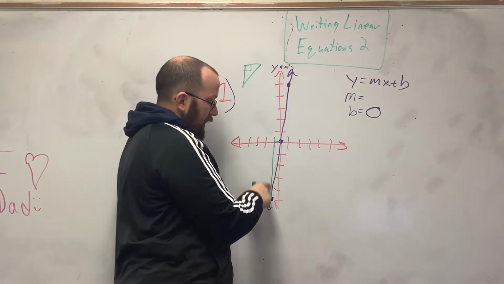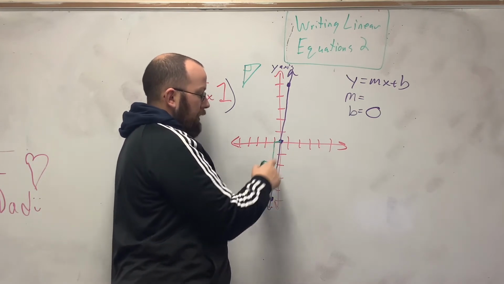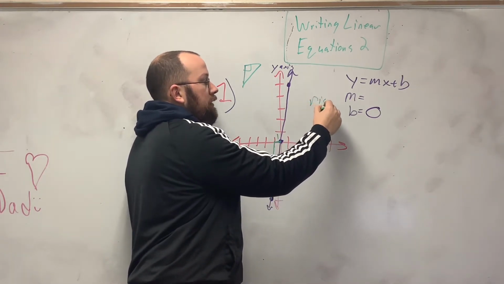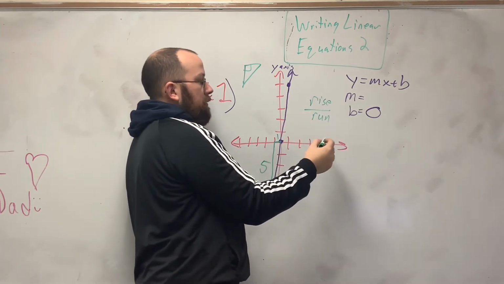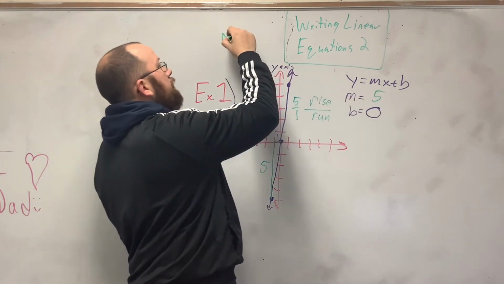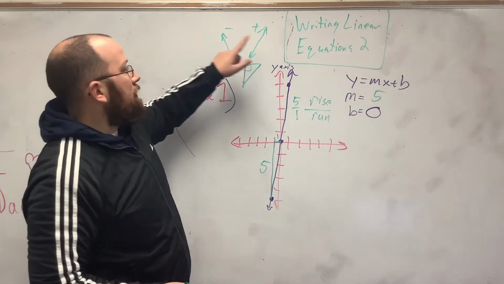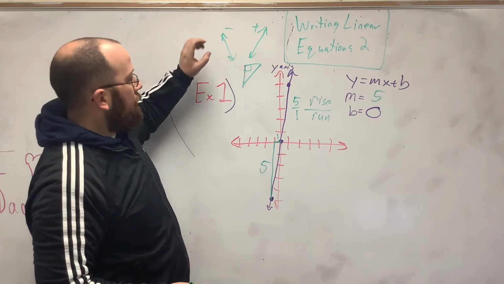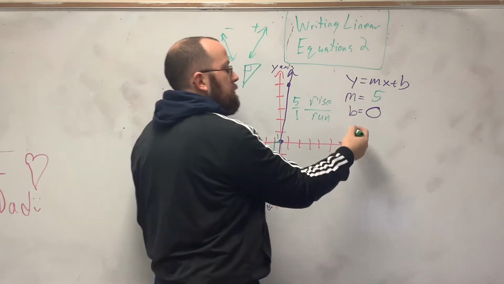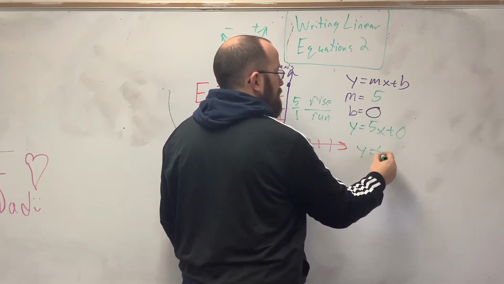How big is this leg? 1, 2, 3, 4, and 5. How long is the other? 1. So I have to do rise over run. I rose up 5 and ran over 1, so it's 5. The last thing is to look at how my line looks. If it goes up like this, it's positive. If it goes down like this, it's negative. This one is positive. Now I just plug everything in. So y equals 5x plus 0, or y equals 5x.